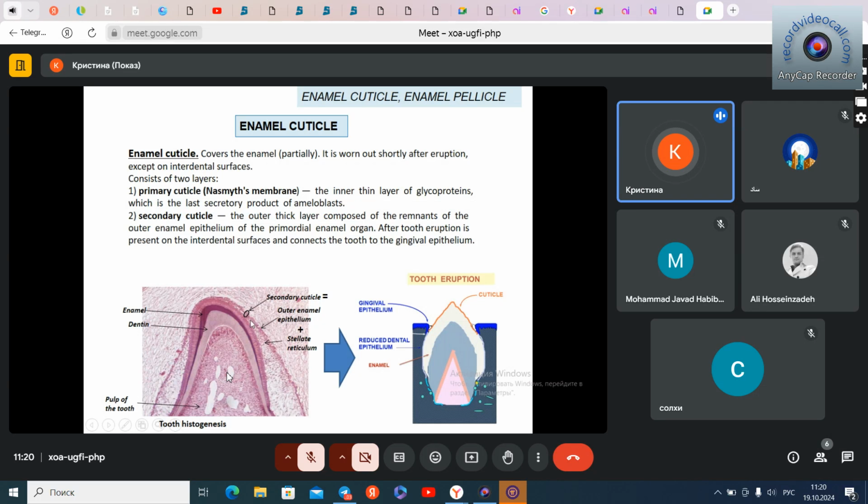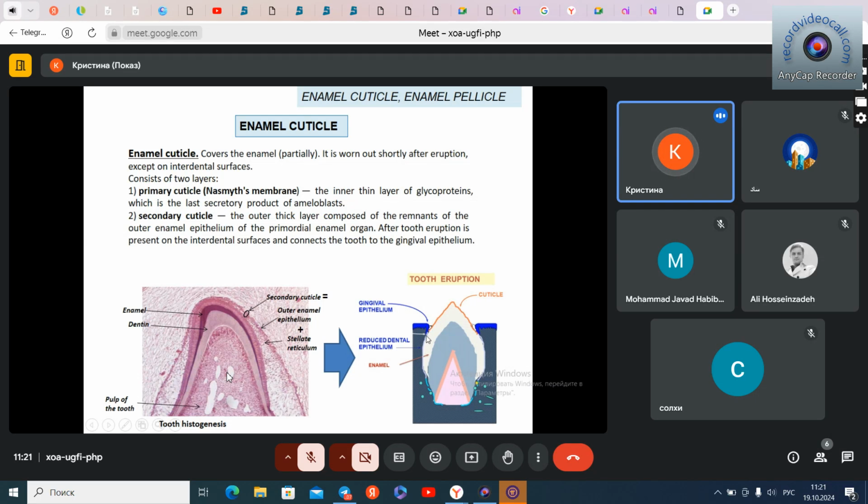So, in the stage of histogenesis of the tooth, we had the ameloblasts, which make enamel. They produce enamel rods, and finally they end producing enamel with the production of the layer of glycoproteins called Nasmyth membrane, which will cover the enamel rods from the outside. And ameloblasts were covered with the outer enamel epithelium and the stellate reticulum. They come close together and form the secondary cuticle.